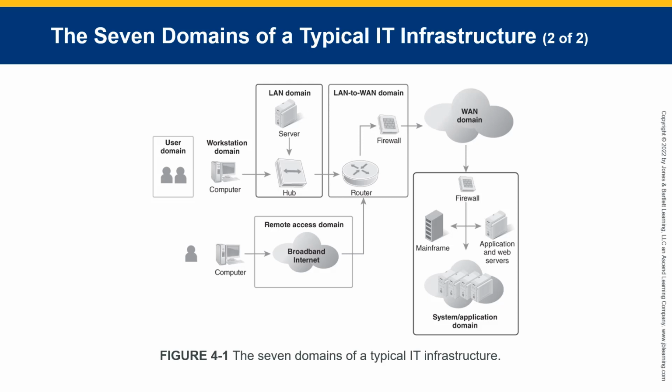The internet has become so inexpensive and reliable that it is often the first choice of businesses. Communications are typically secured through the use of encryption. Then you have the LAN-to-WAN domain that moves into the WAN domain.